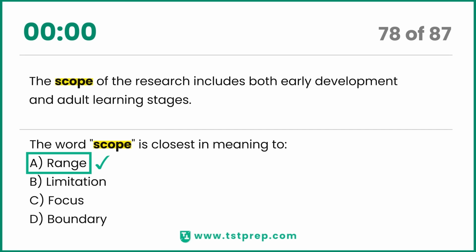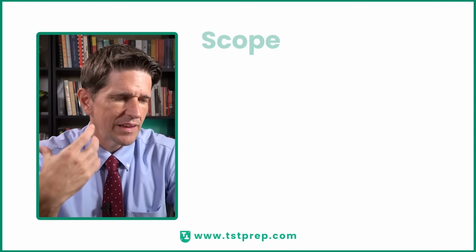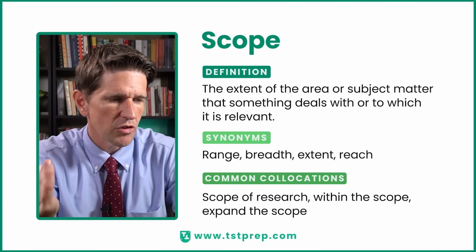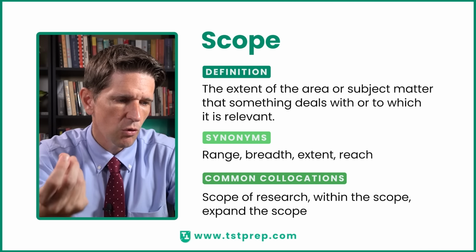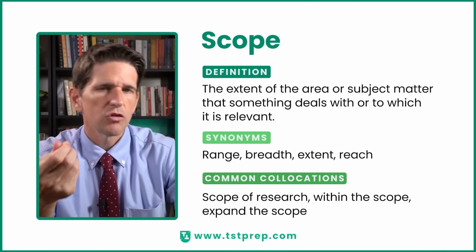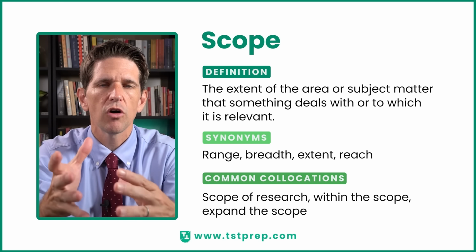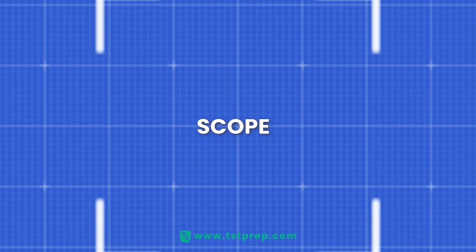Here the correct answer is A, range. So scope, the extent of the area or subject matter that something deals with or to which it is relevant. So it's kind of similar to a word we talked about, parameters, where parameters were the kind of limit of what you were going to do. And inside that limit is the scope, how far it stretches, the scope of research.